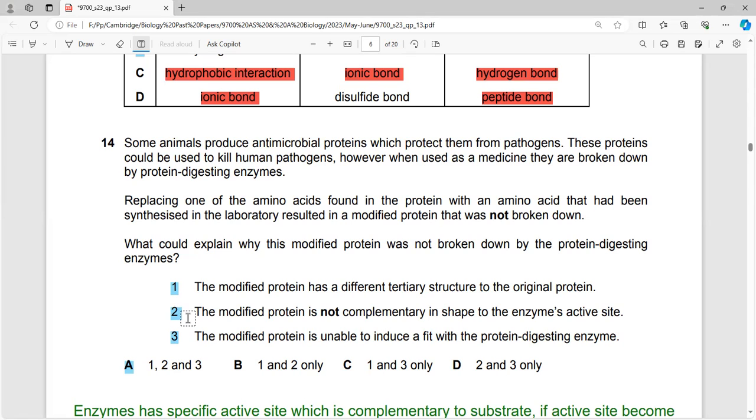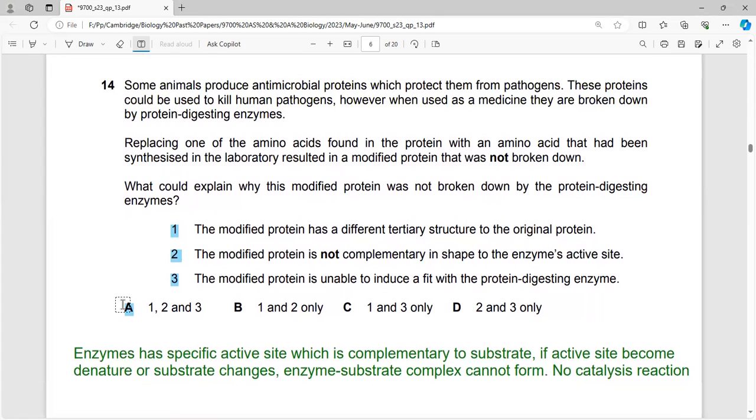They are coherent with each other, and they represent the same concept: when the active site of the enzyme or the substrate becomes denatured, they no longer remain complementary to each other. So they cannot make an enzyme-substrate complex. And if they cannot make an enzyme-substrate complex, no catalytic reaction will take place. So option A is correct here.